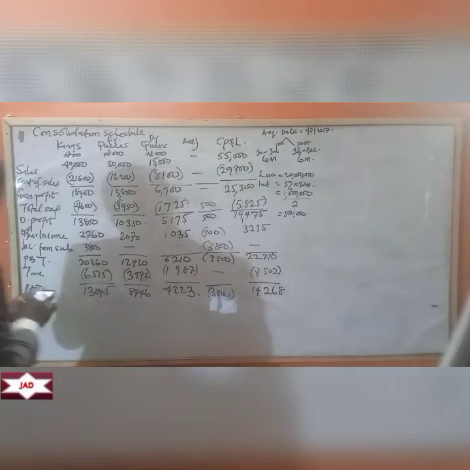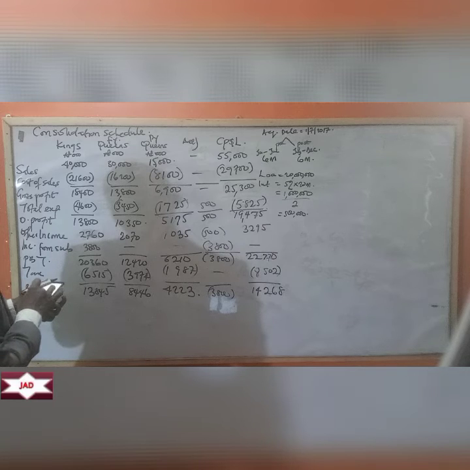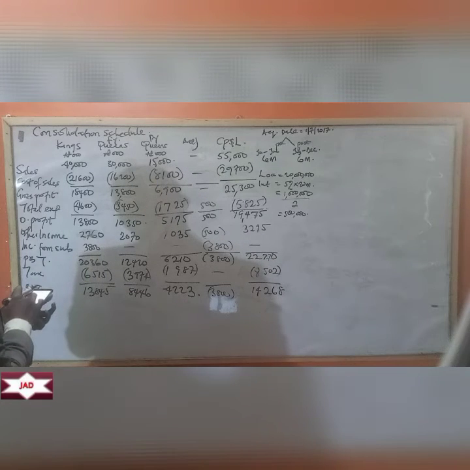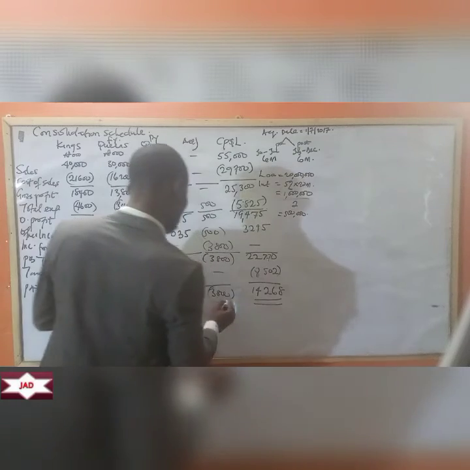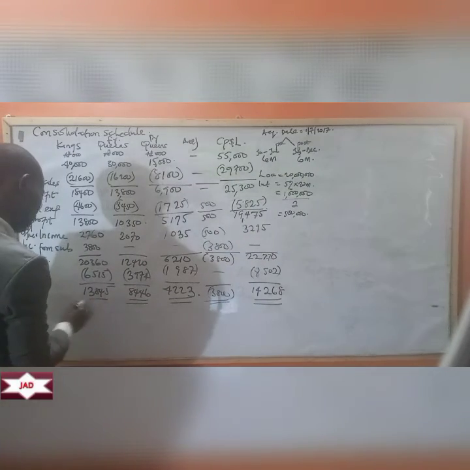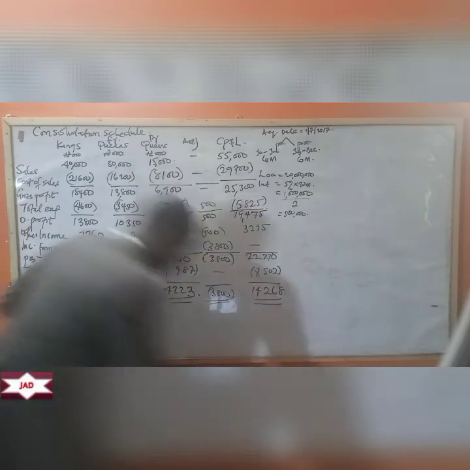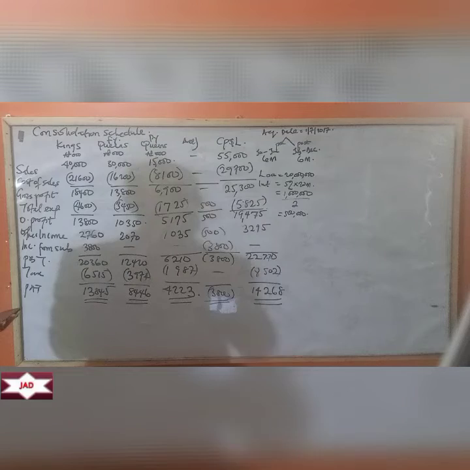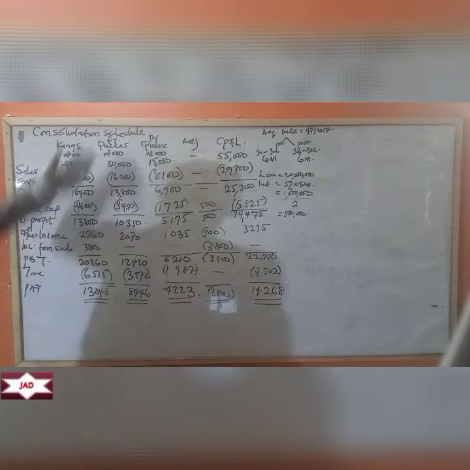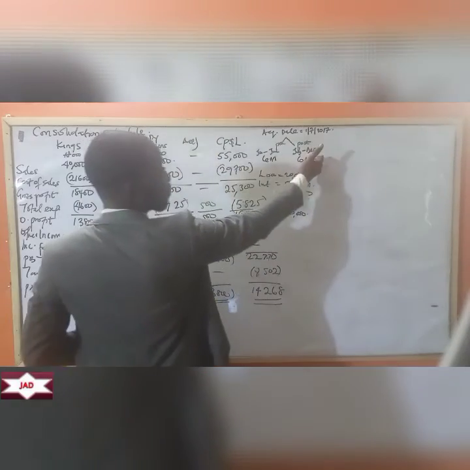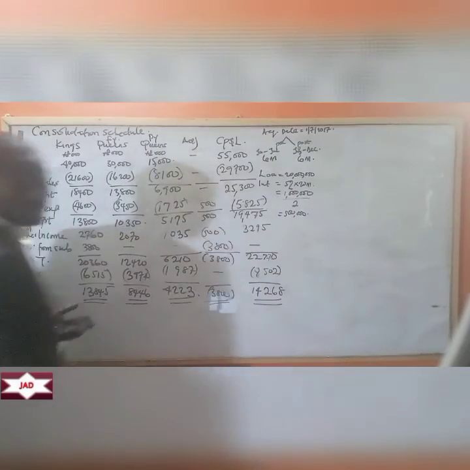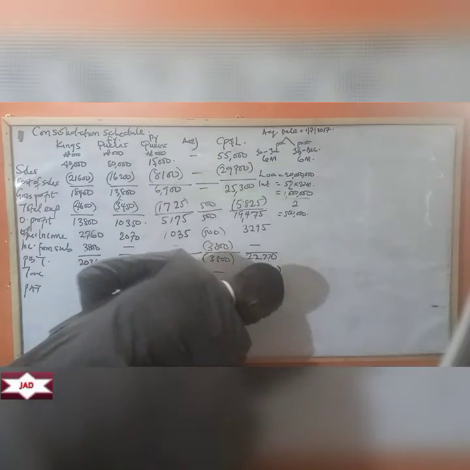We have to check again. This plus this minus this. So let's check. We have 13,845 plus 4,223 minus 3,800. So we have 14,268. So what we have simply done here is to get the values that qualify for the post acquisition items. Of course, this is the full year, but because we need July to December to be part of the consolidation, we have to divide this by two so that we have all this before we adjust to get this.